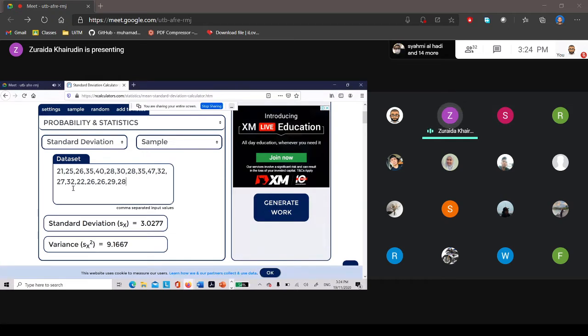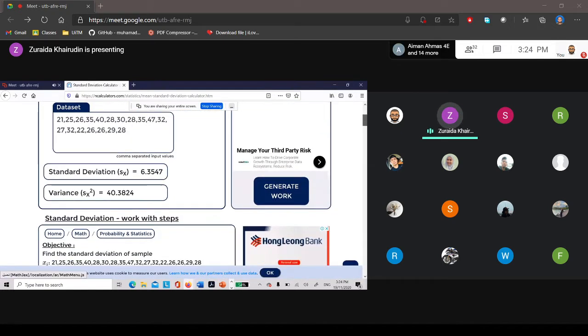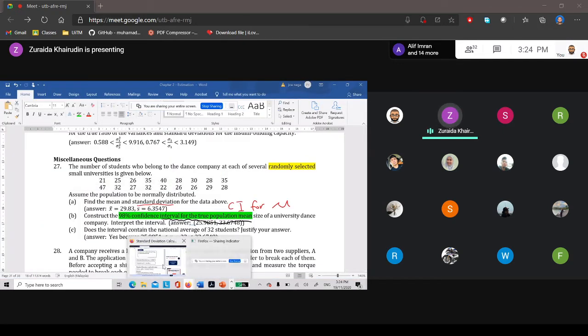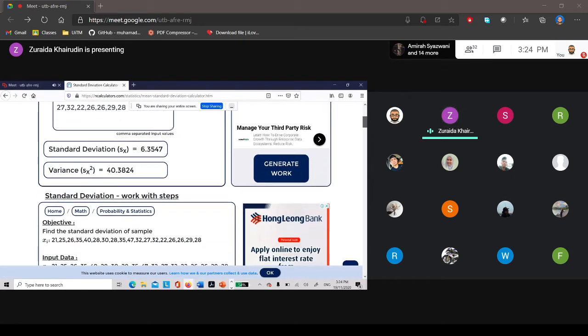Okay, so this is your data set. What you do is key in your data set and make sure you separate your data with commas. Next, you click generate work. When you click generate work, you can see here this is the final solution. Standard deviation 6.3547 for question number 27. Is it correct? Yes, correct. Nice, right? Because you can save your time.